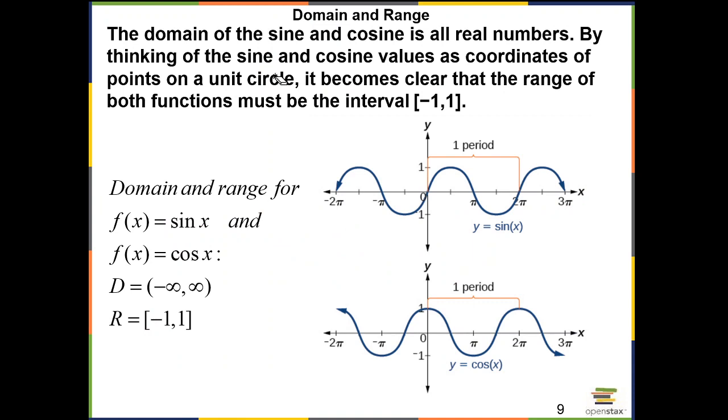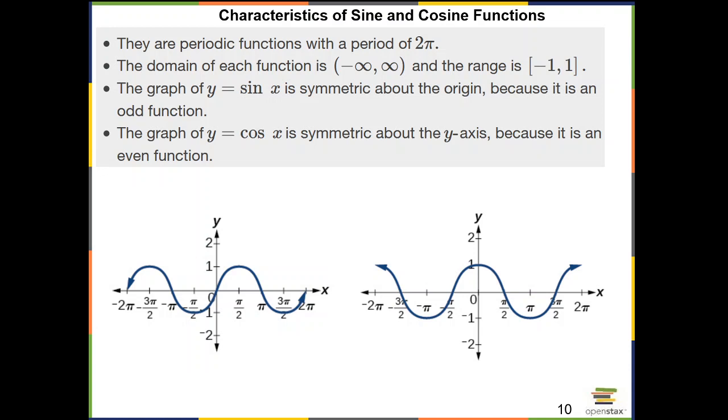So sine and cosine are periodic. The period of sine is 2 pi, and the period of cosine is 2 pi. The domain is all real numbers for both, and the range is -1 to 1, including -1 and 1, for both functions. Everybody should be able to graph one cycle of sine and cosine. These are the characteristics of sine and cosine: they are periodic with period 2 pi, and the domain for both is all real numbers.